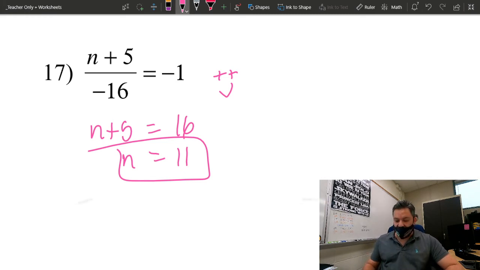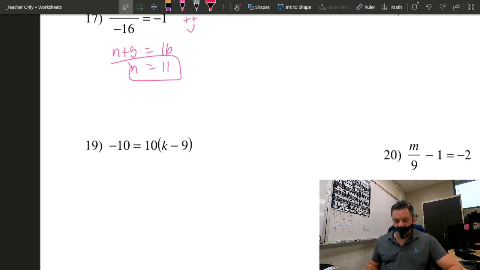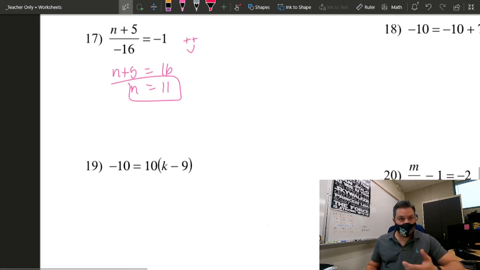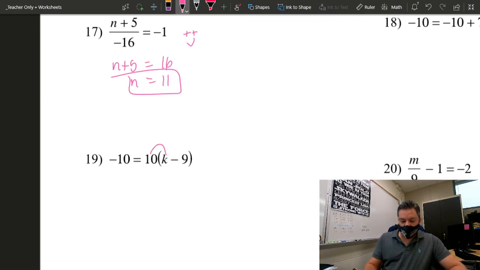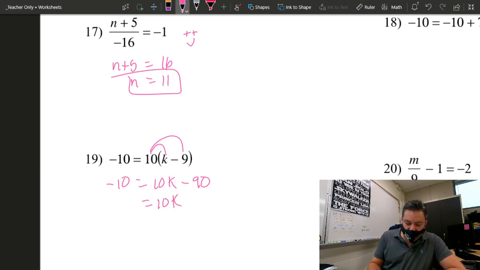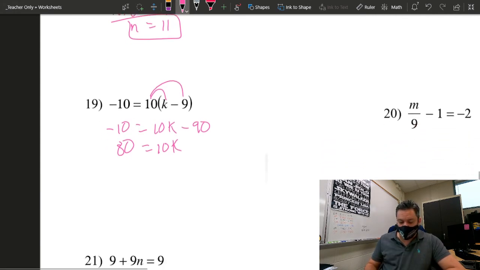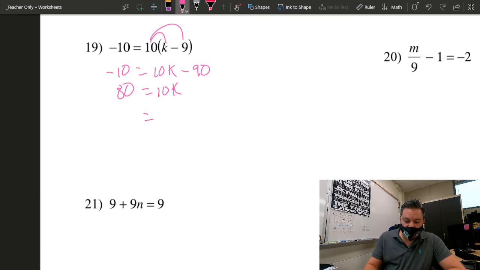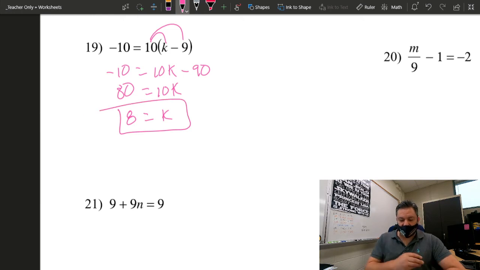And number 19. Very similar to the other ones that we saw. First, we gotta distribute. So we have negative 10 equals 10k minus 90. First thing I gotta do, add 90, right? So I'm left with 10k equals 80. Now I gotta divide by 10. So I have k equals 8. That's my final answer.